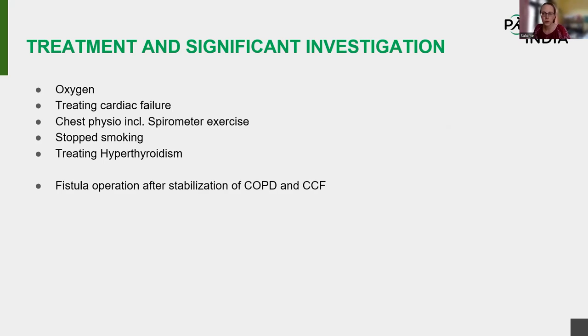Then, yeah, as I said, she was admitted to the ICU straight at the beginning and stayed there for 2 weeks. And was then also admitted to the medical ward for her treatment. So she got oxygen and they treated her for her cardiac failure. She had chest physio, including spirometer exercise. Because of her condition, she wasn't smoking during the whole stay. And we were also treating her hyperthyroidism. And when she was stabilized with COPD and with the CCF, we then could perform the fistula operation.